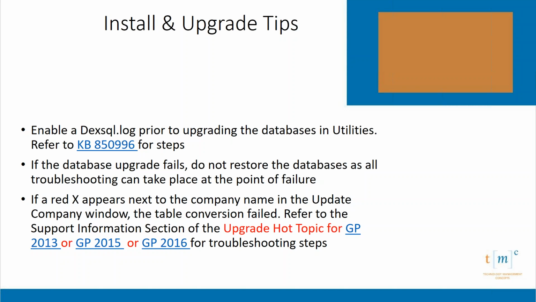If for some reason there's a red X next to the company name when you try to update your companies, that table conversion has failed. There are specific support topics depending on which version of GP you're running, GP 2013, 2015, or 2016.